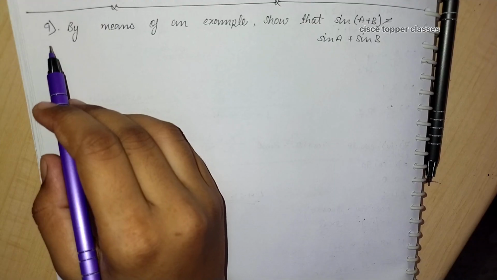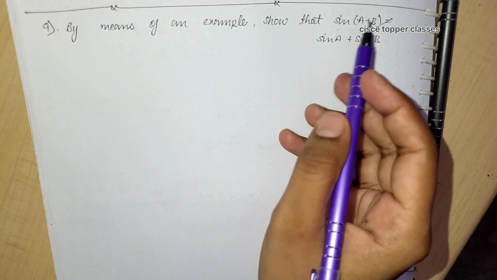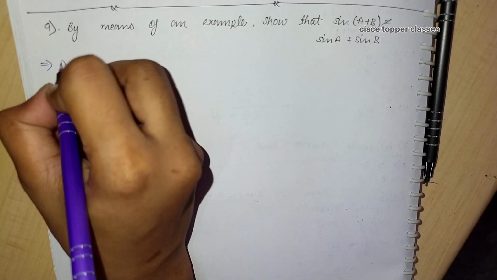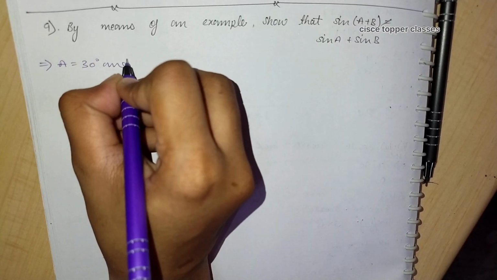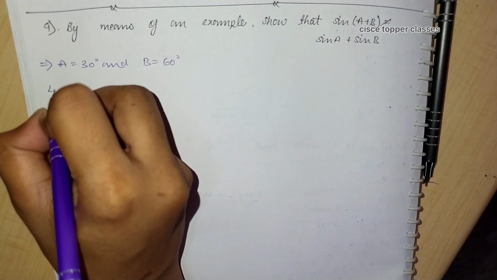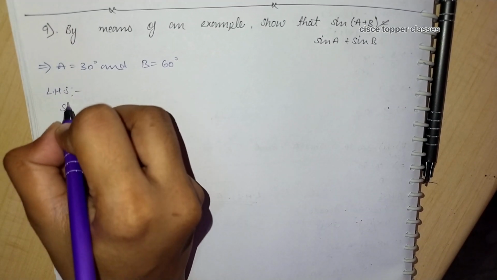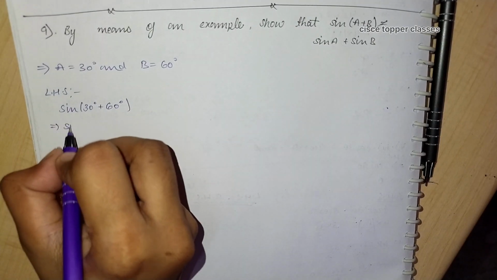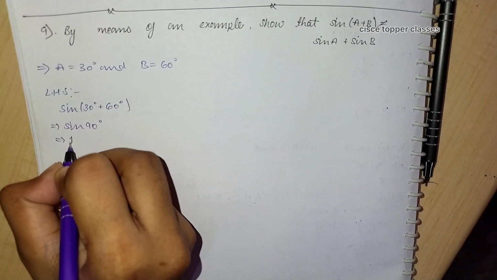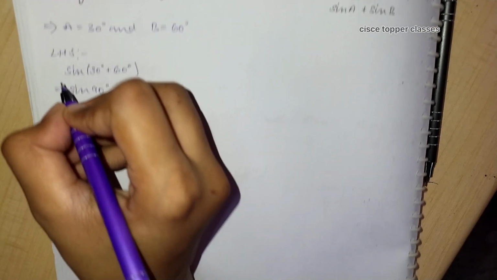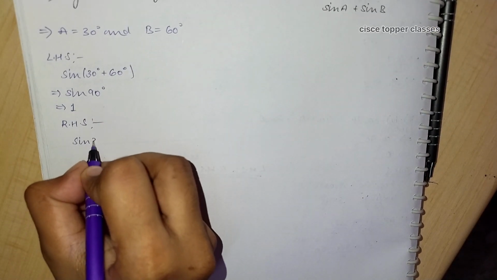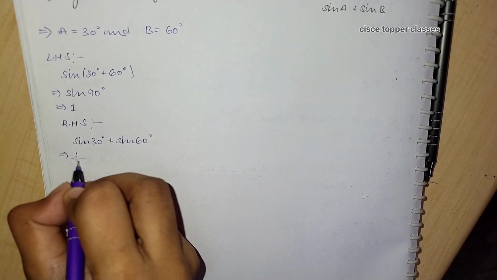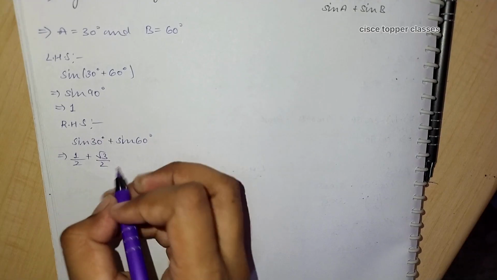Let us solve question number 9. By means of an example, show that sin A plus B is not equal to sin A plus sin B. So here we can take an example. A we will let as 30 degrees and B we will let as 60 degrees here. If we write the left hand side firstly, this will be sin 30 degrees plus 60 degrees, which will be sin 90, which is equal to 1. If we take the RHS part here, this will be sin 30 degrees plus sin 60 degrees. Sin 30 is 1 by 2 plus sin 60 is root 3 by 2.